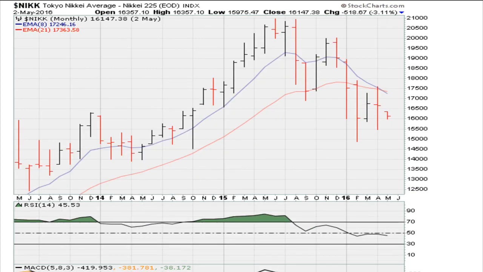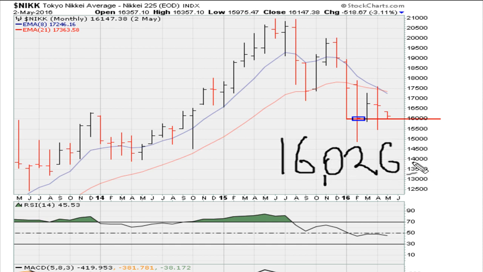If we take a look at the monthly chart for the Nikkei, what we see here is the potential to break to fresh monthly lows below 2016's current monthly closing low. And the level to watch here is any movement below 16,026.76, which would suggest moving to fresh monthly lows. Keep in mind that would correspond with a bearish move on the monthly RSI moving to 3-year lows.